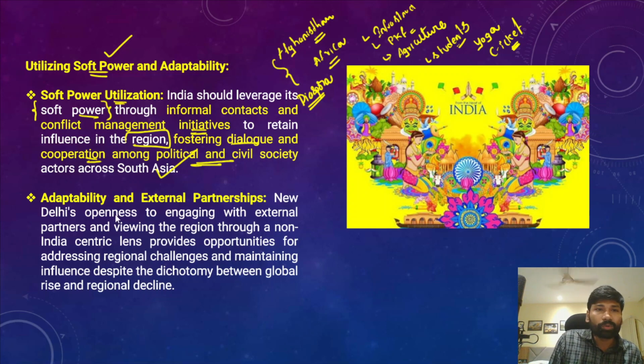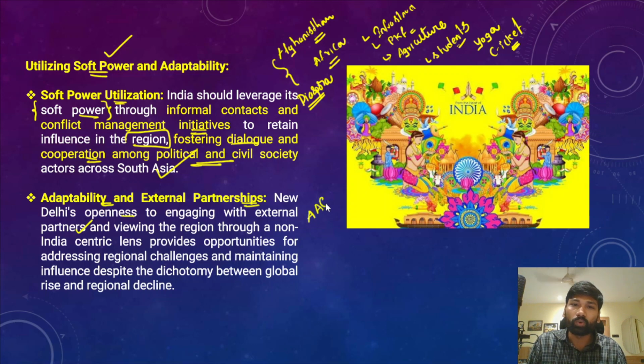And at the same time, we must develop our adaptability capabilities, and we must also ink external partnerships to deal with the regional challenges. So in fact, New Delhi has shown openness to engaging with external partners. For example, we have launched the Asia Africa Growth Corridor with the help of Japan. The Asia Africa Growth Corridor is an alternative to the Belt and Road Initiative in the region, and it addresses the potential infrastructure shortcomings in Africa.